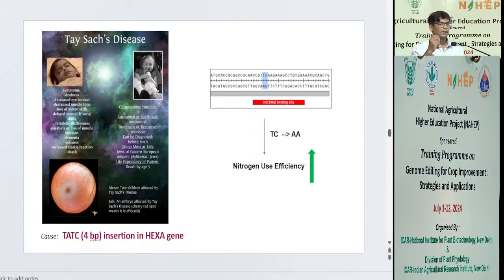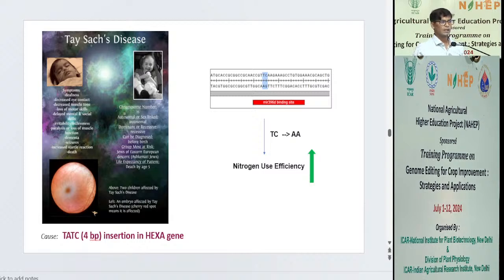But there is one natural mutation found, and that is high in nitrogen use efficiency, and that natural mutation was found as TC modified to AA nucleotide. So it means when TC becomes AA, the gene becomes microRNA resistant. So the gene mRNA would not be destroyed by the microRNA cleavage. Okay, we wanted to mimic this, but do you think it is possible to do it with base editor?